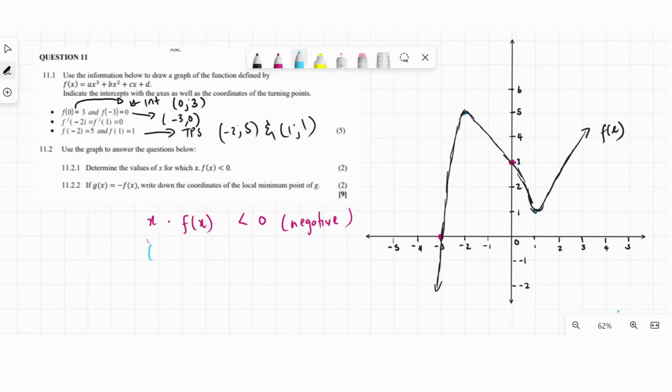So meaning this one, either x needs to be positive, and therefore f of x needs to be negative. Then when you multiply these two together, you're going to get a negative, right? Or vice versa: this one needs to be negative and this one needs to be positive, and when you multiply those two together, you're going to get a negative, right? So these are the only two conditions that we need to follow.